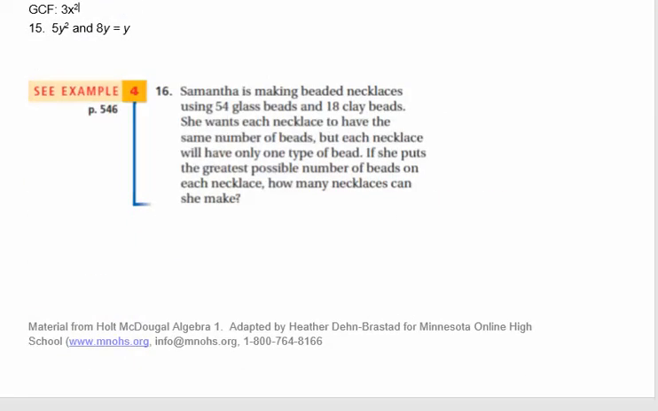And then finally you have a problem to do. It's a word problem. It says that Samantha is making beaded necklaces using 54 glass beads and 18 clay beads. She wants each necklace to have the same number of beads, but only one type of bead. So she's going to make some glass bead necklaces, and she's going to make some clay bead necklaces. They're not going to be mixed together.